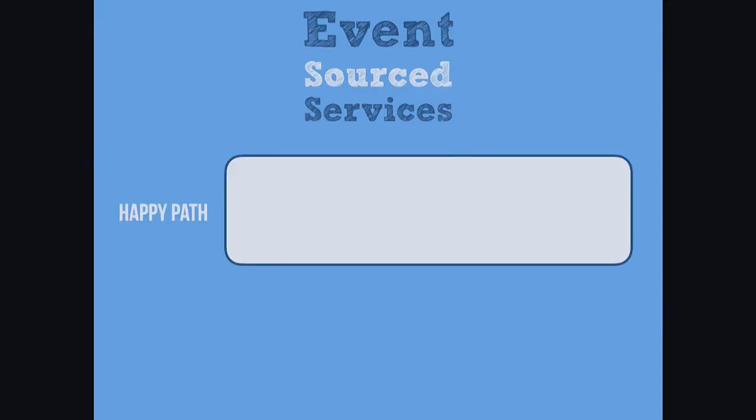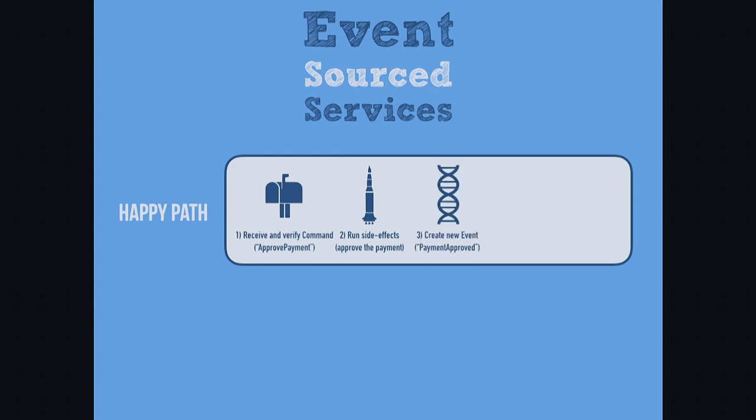So the way it works here is, if you first look at the happy path, let's say that we receive a command, for example, approve payment. Then we run the side effects. I mean, launch the nukes, approving the payment. Then we create a new event representing the fact that the payment has been approved. Then we append that to the event log, and finally, we update the internal component state to where it needs to be right now. Okay.